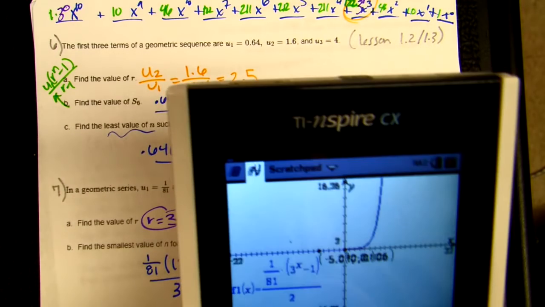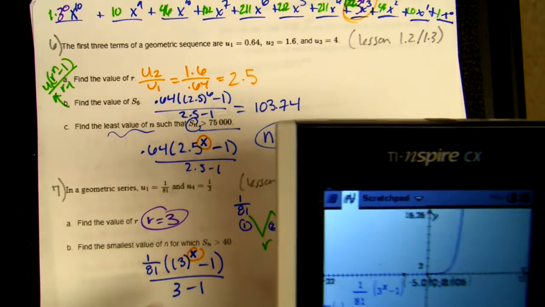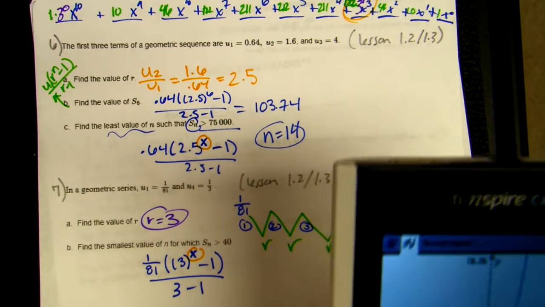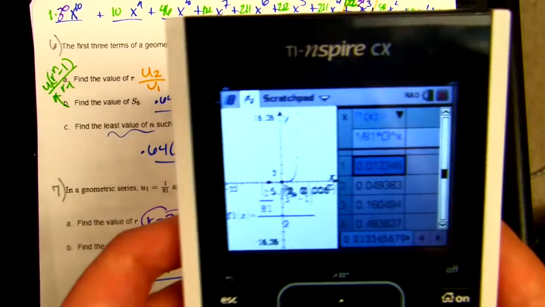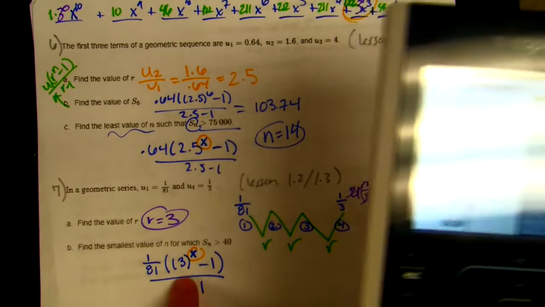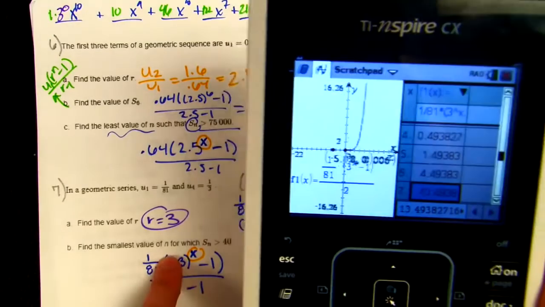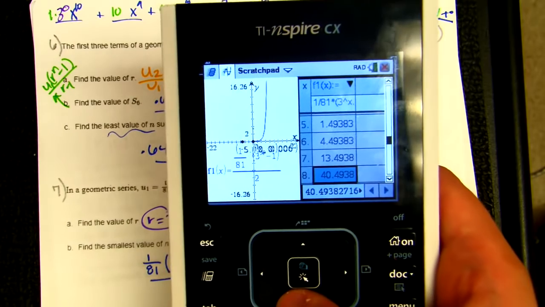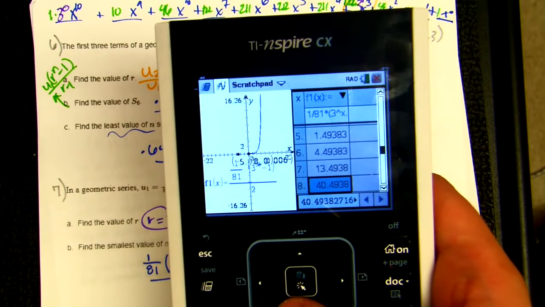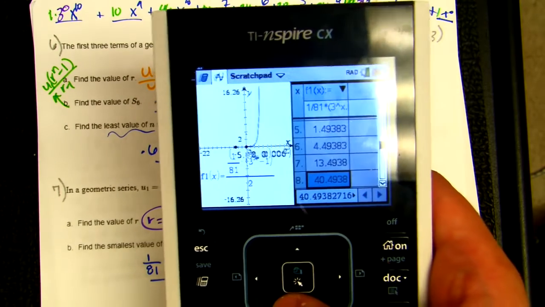Okay, good. So 1 over 81 times 3 to the x minus 1 over 2. Good. So I'm going to go back to my table, and I'm looking for the smallest value of n for which Sn is greater than 40. I don't know if you guys can see that. I'm going to try and angle it. That's actually 8, which I know seems kind of crazy, but it's because we're multiplying by 3 each time, right?